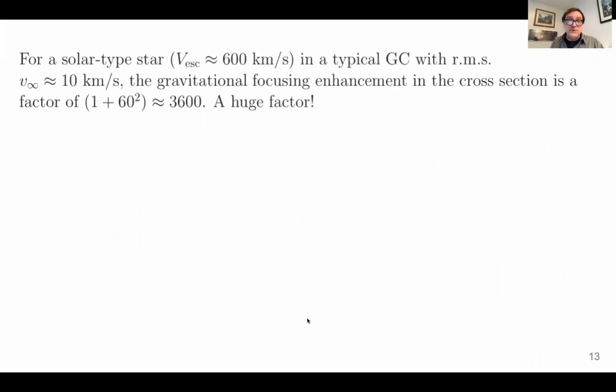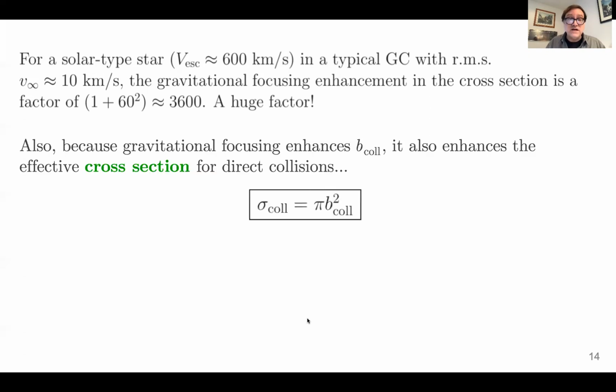And then of course we can compute those quantities to figure out how important that second term is in typical cases. For a regular solar type star, the escape speed from the surface is about 600 kilometers per second. But if you look at a typical globular cluster, the relative random speed of stars with respect to one another is only about 10 kilometers per second. So this ratio of v escape squared to v infinity squared is going to be large. It's something like 3,600. So it's a very important factor when looking at the relative interactions of stars.